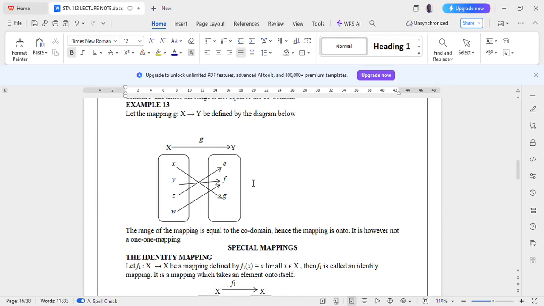So look at this now. The range of the mapping is equal to the codomain, hence it is an onto mapping. However, it's not one-to-one, because Y and W share the same image. It is an onto mapping, because every element in the codomain serves as an image, and all the elements in the codomain are the range. So the codomain is equal to the range. So this is an onto mapping, but it is not one-to-one.